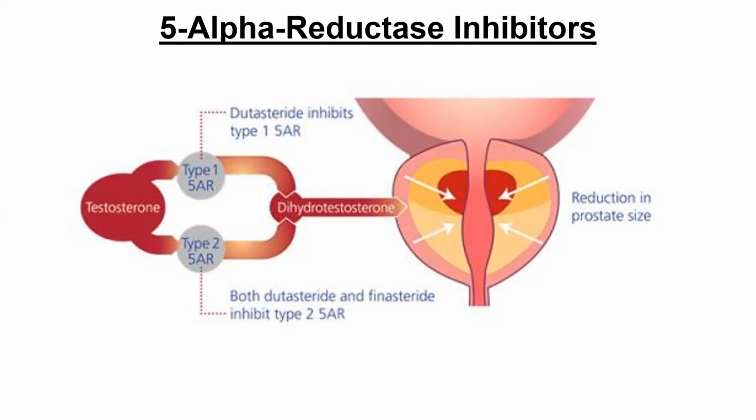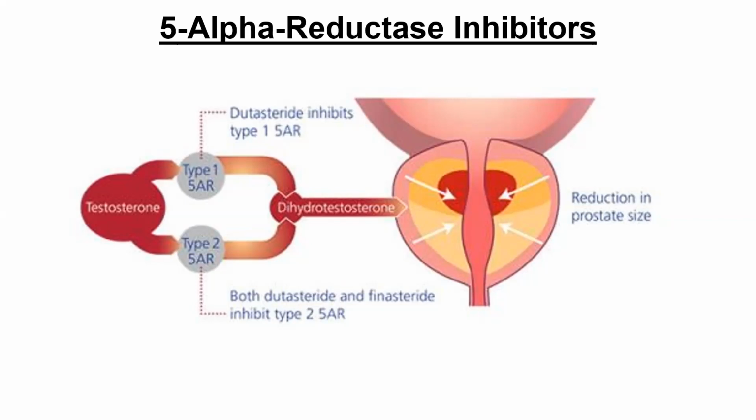And when the prostate gland enlarges, it compresses the urethra and makes it difficult to urinate. So if you inhibit that enzyme activity, you can limit the conversion of testosterone to this active compound, and that will prevent the growth of the prostate gland and the development of hyperplasia.